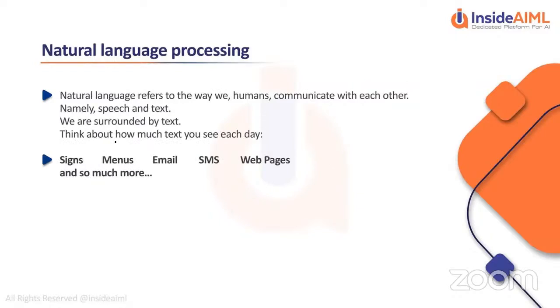Natural language processing refers to the way we humans communicate with each other. As I already said, the way I am communicating with you, I want to create the same communication between the computer and me. So for that, I am going to use natural language processing. Where is it used? It is used in signs, menus, emails, SMS, web pages, and many more. In many ways we have text available, in the form of signs, menus, emails, SMS, and web pages.